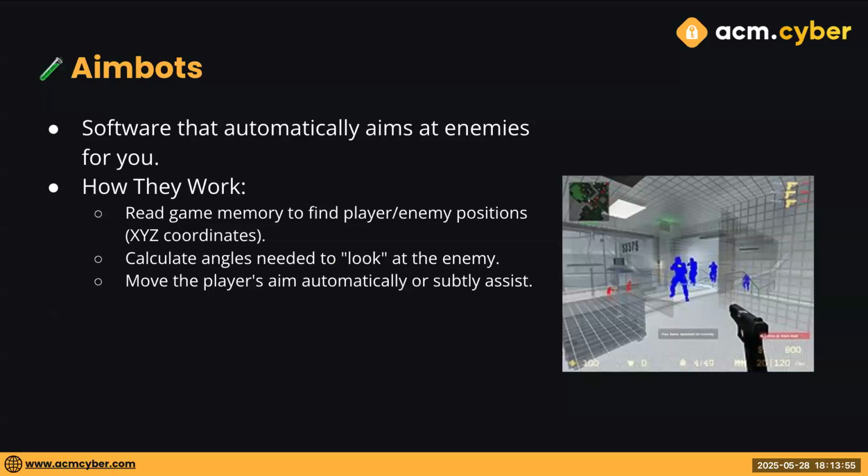Another popular thing besides messing with the memory is aimbots. Aimbots are software that automatically aims at enemies for you, and they can be very obvious or so subtle that you don't even know someone's using an aimbot. They read the game memory to find player and enemy positions, then they calculate your angles and move the player's aim automatically or, like I said, subtly assist. This is a big problem because even if you think someone's using an aimbot, it could be so subtle that you really don't know.